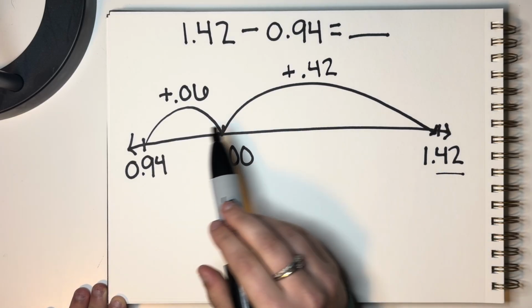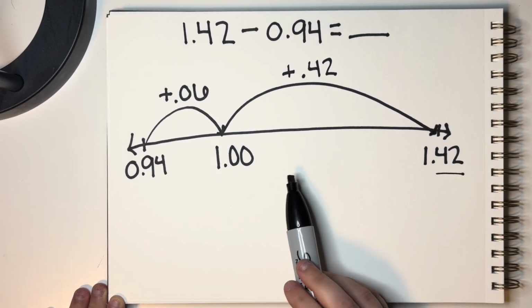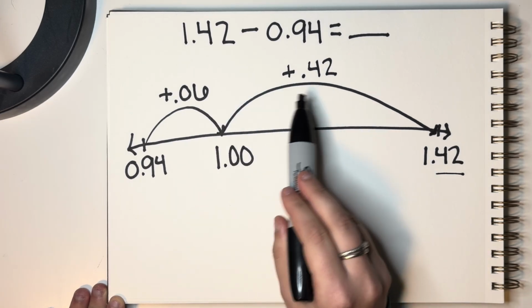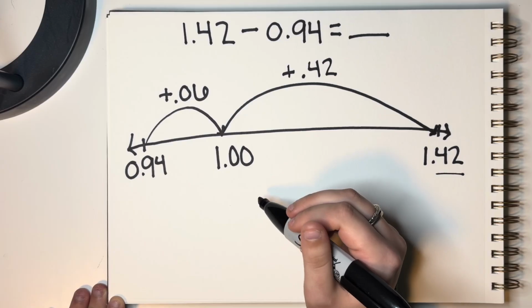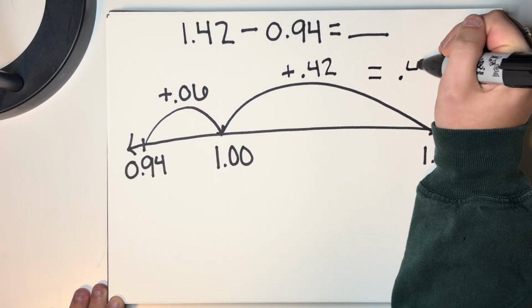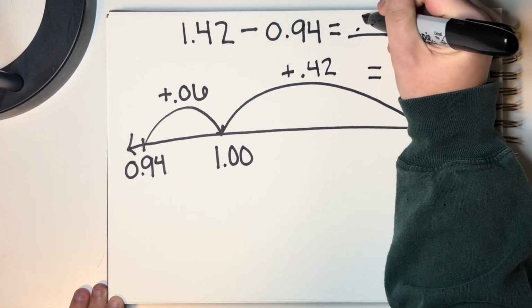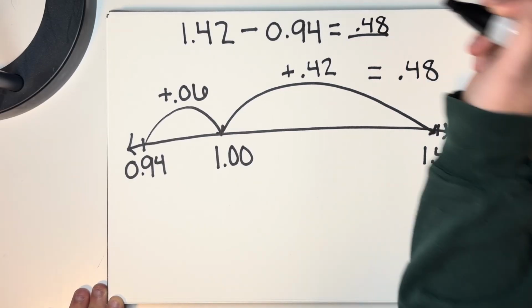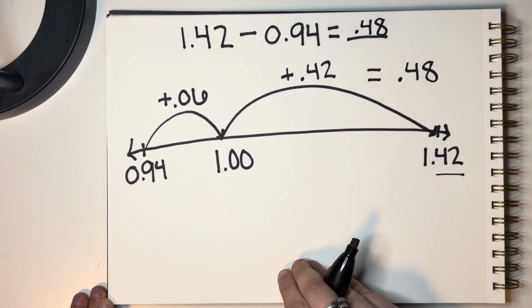To find my answer, how many jumps did it take? What is the difference between these two values? I'm going to add the 2 jumps that I took. So 42 hundredths plus 6 hundredths is 48 hundredths. And that is exactly the answer that I got when I did the last equation. 48 hundredths, okay? Everybody with me so far?